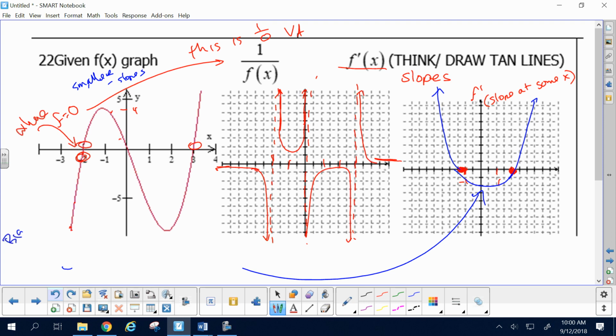4 big concepts. Asymptotes, above or below the axis in the same way, and then big reciprocals are small and vice versa. With me? Okay, 17.